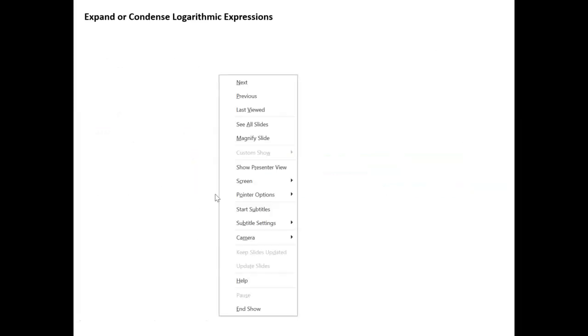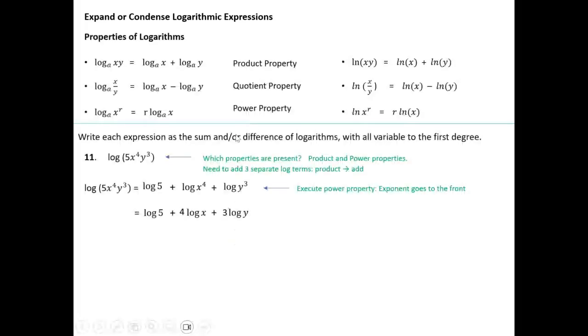So this is my result. Let me go back. That's my result. This is called single log. This is called expanded.